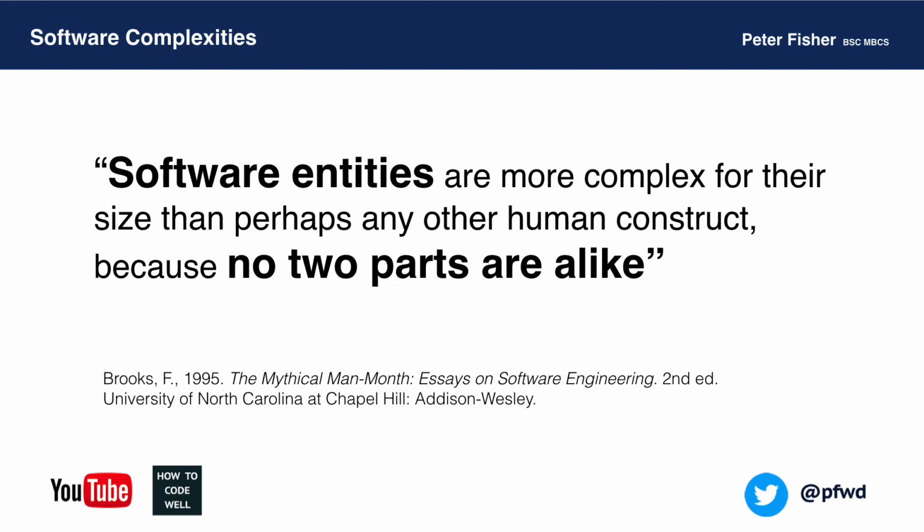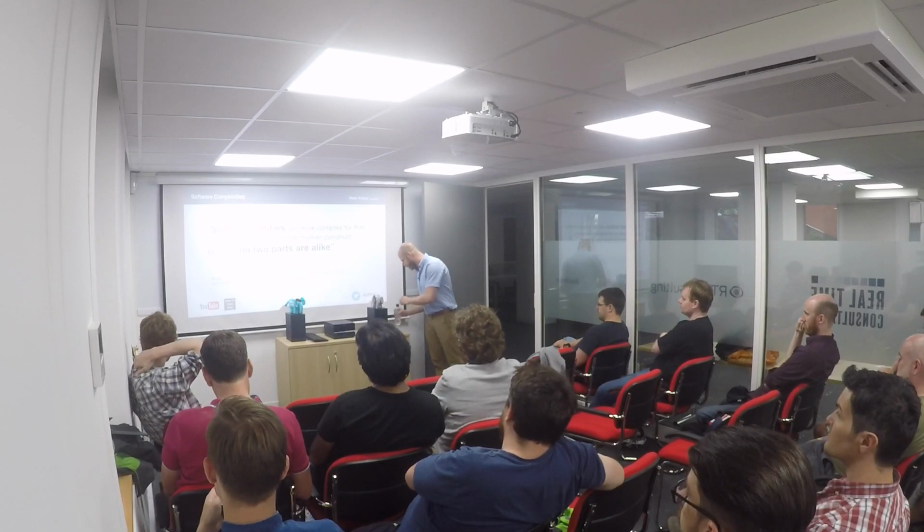So this is a quote from Mr. Frederick Brooks. Software entities are more complex for their size than perhaps any other human construct because no two parts are alike.